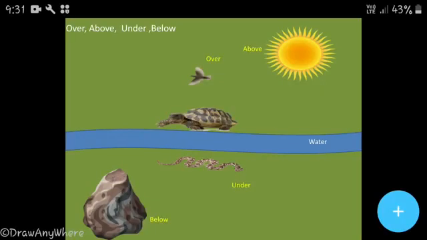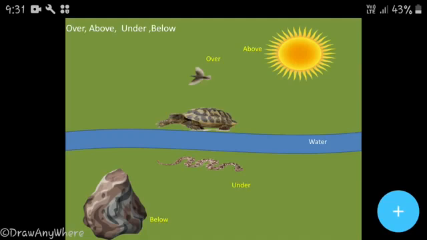Now I will explain the difference among over, above, under and below. You will see in this picture that there is a turtle, a bird, a sun, a snake and a rock. You will see that there is a bird for which I have used the word over. And which preposition have I used for the sun? Above. For the snake, under. And for the rock, below. The bird is flying over the turtle and the sun is shining above the turtle.